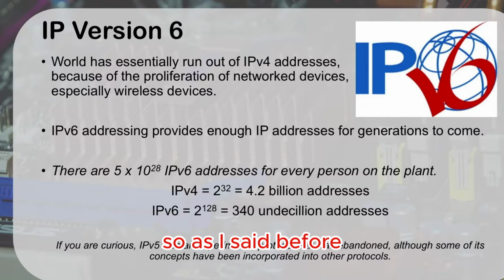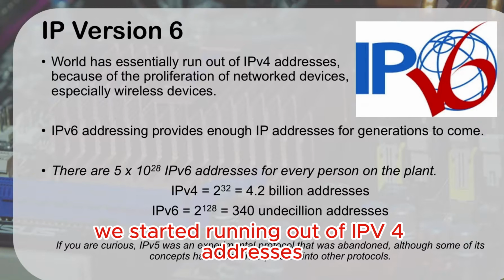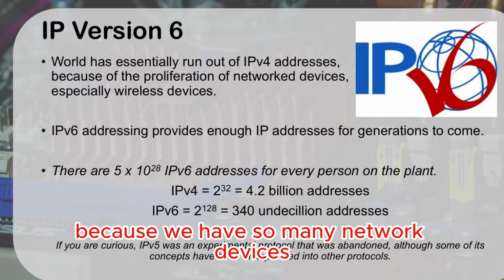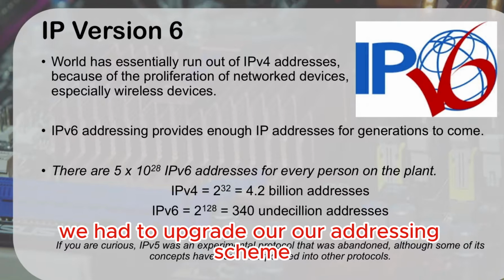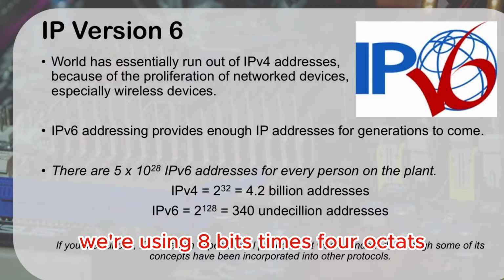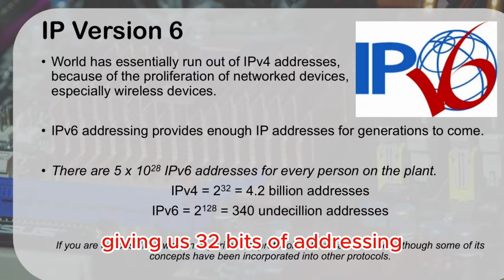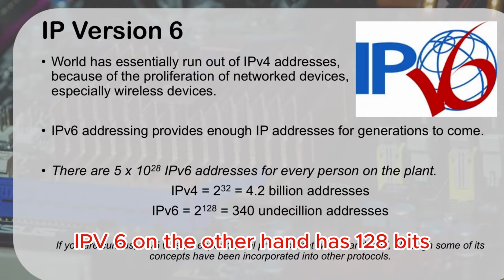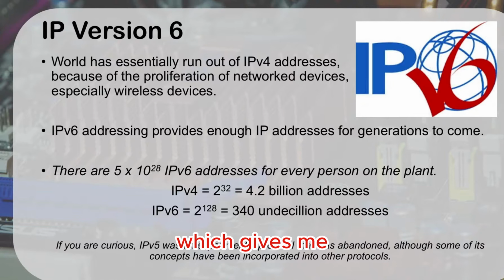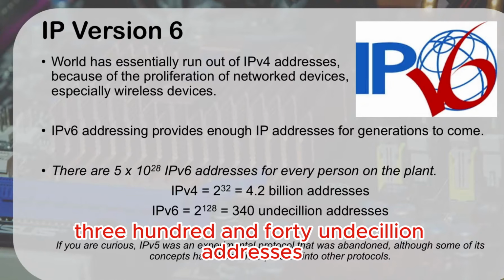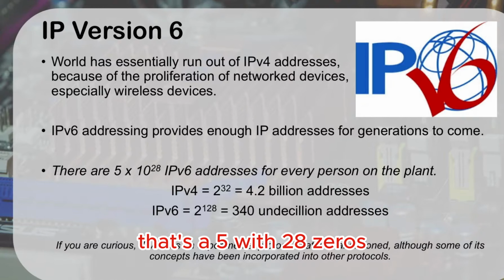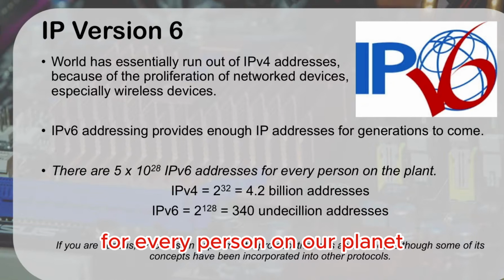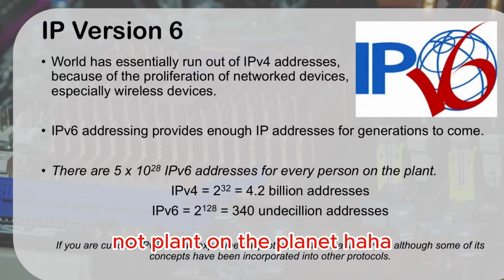So, as I said before, we started running out of IPv4 addresses because we have so many network devices and wireless devices now. Because of that, we had to upgrade our addressing scheme. We talked about IPv4. We're using 8 bits times 4 octets, giving us 32 bits of addressing. IPv6, on the other hand, has 128 bits, which gives me 340 undecillion addresses, which is 5 times 10 to the 28th power. That's a 5 with 28 zeros for every person on the planet.